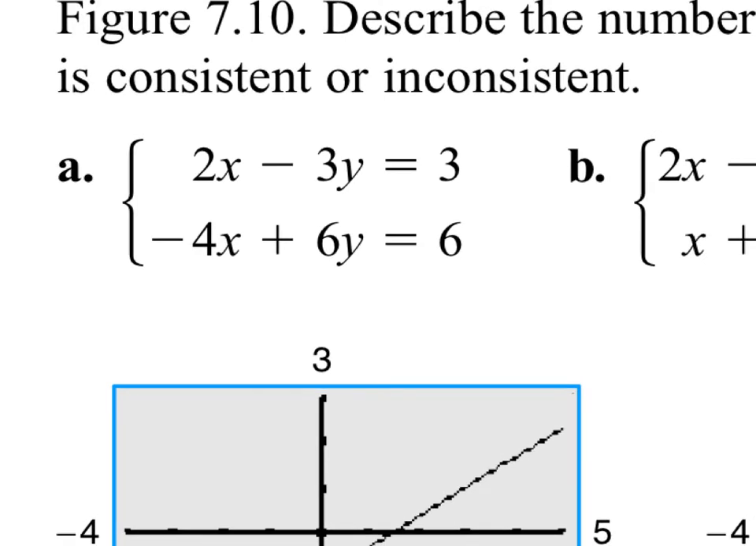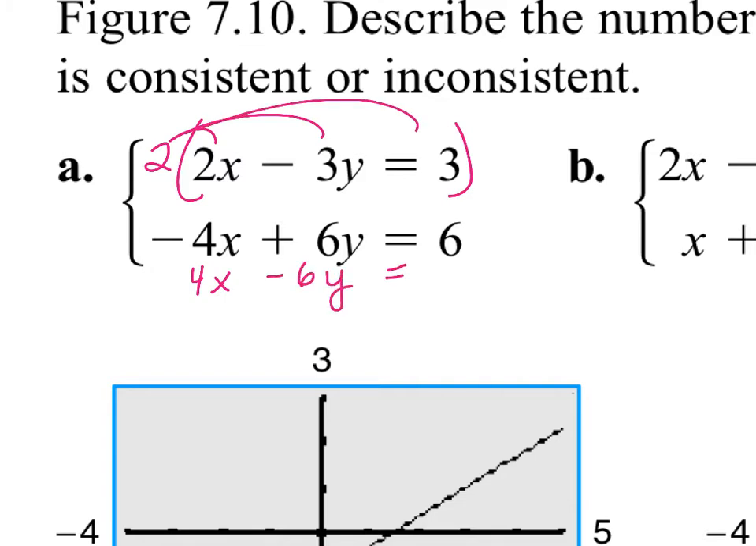Now, again, cross off, eliminate whatever variable you want. So you guys pick. Tell me, and I'll do it. The x's. Okay, if I eliminate the x's, then I'm going to multiply the top by what? Positive 2. So 2 times 2 is 4x, right? 2 times negative 3 is negative 6y. And 2 times positive 3 is 6. You guys agree with me?